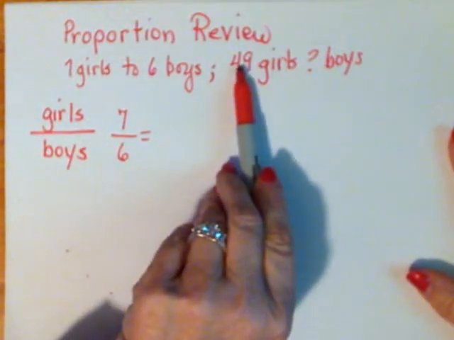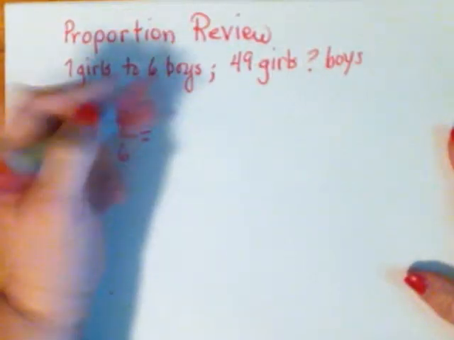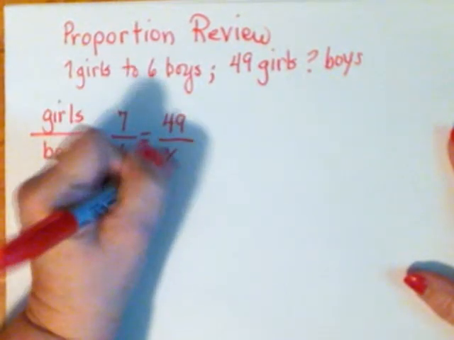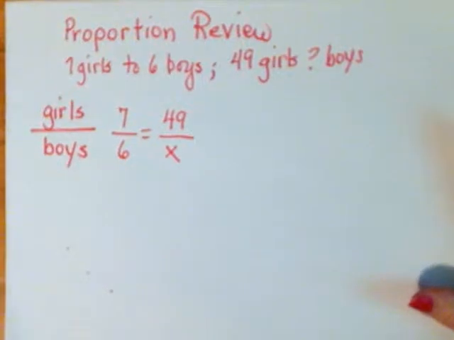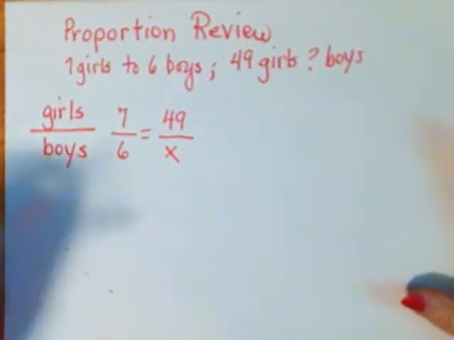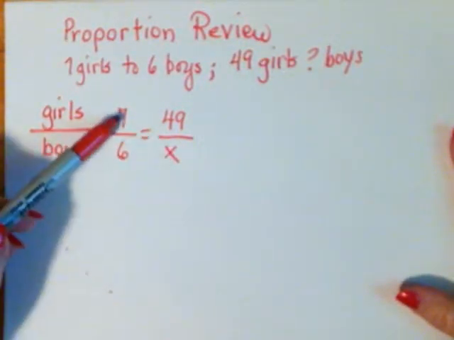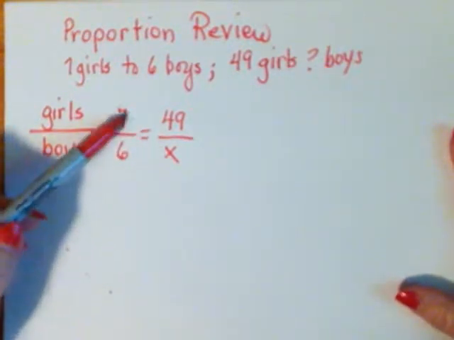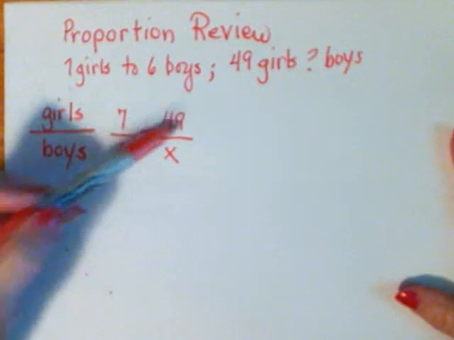So I have 49 girls to how many boys? Now, I can do this one of two ways. You can either cross multiply because the product of the means is equal to the product of the extremes. So 7x equals 6 times 49.